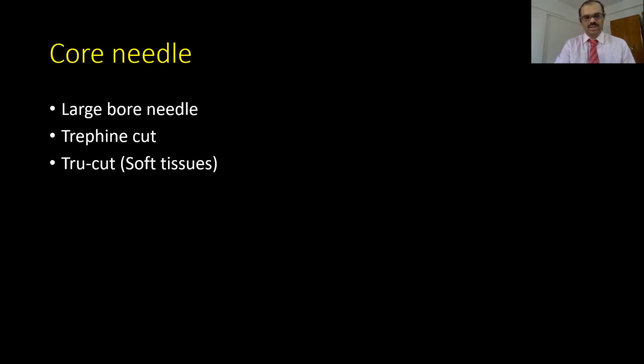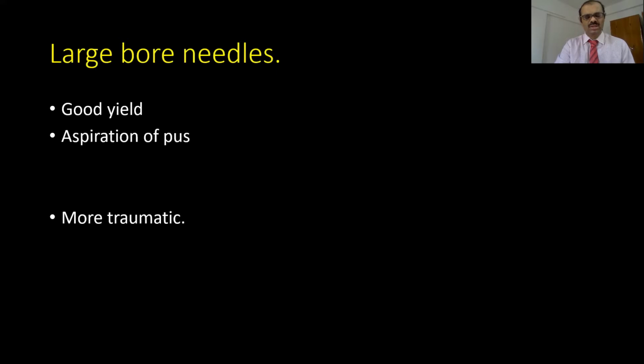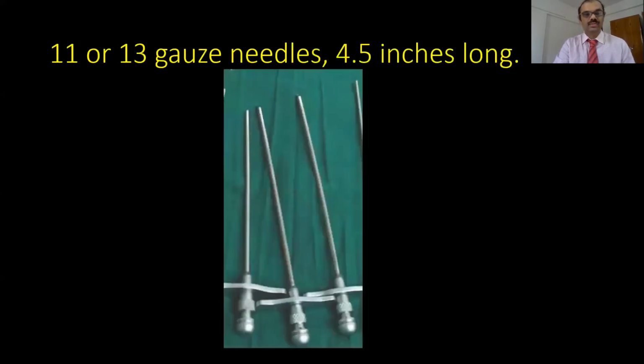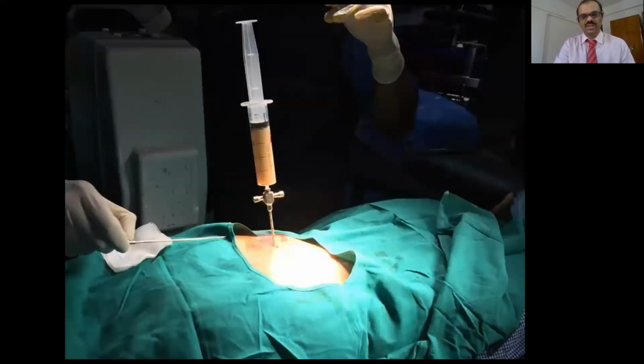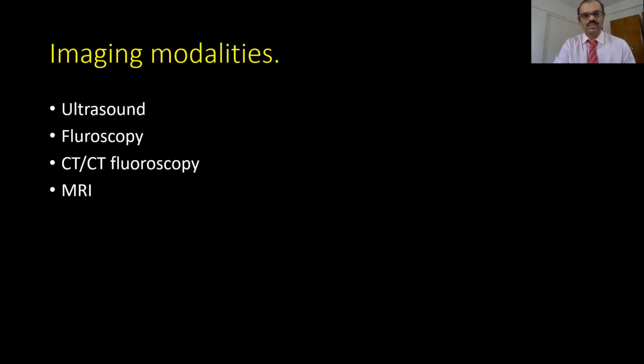Large bore needles, Trifine cut and True cut needles, or the Jamshidi biopsy needle or some of the variants, provide good yield. Aspiration of pus is possible, but they can be more traumatic. Generally, I use 11 or 13 gauge needles, 4.5 inches long. And you can see here the pus also. In infective conditions, we can aspirate the pus. We need some imaging backup.